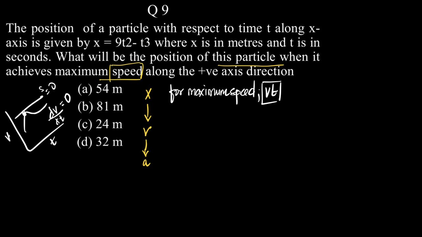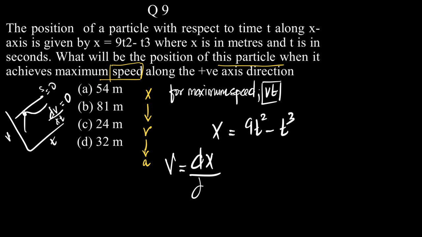But are we given the VT relation? No, we have been given the displacement time relation. If you differentiate this, what do you get? We get V, which is basically time rate of distance, as 18t minus 3t square.